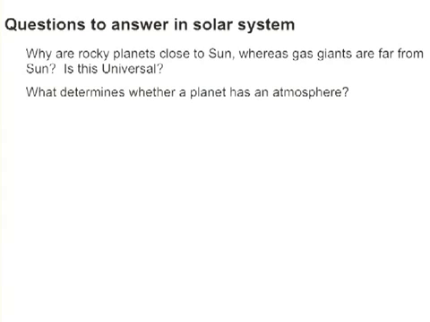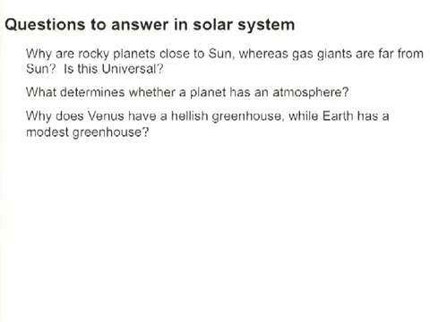This is an observation that was surprising. What determines whether a planet has an atmosphere? For example, Mars has no atmosphere, effectively. The Moon has nothing. The Earth has our atmosphere. Venus has a very thick atmosphere. Why is Venus so different? Mercury has nothing. Why does Venus have a hellish greenhouse?